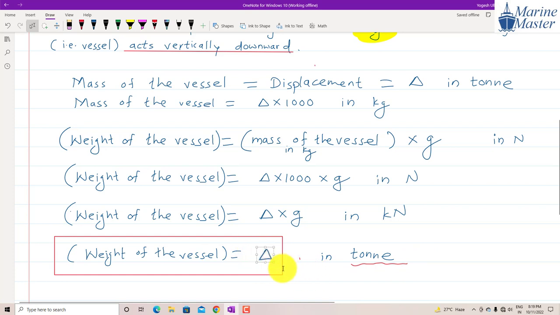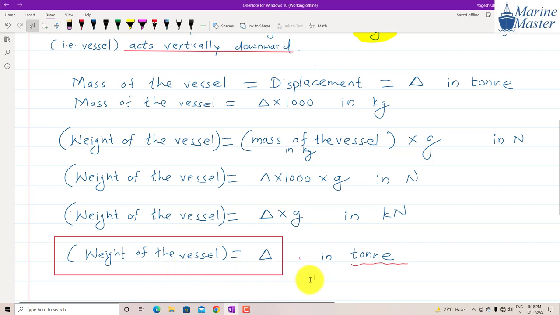First meaning: mass of the vessel. Second meaning: mass of water displaced. And the third meaning is weight of the vessel. And what is the meaning of weight? Weight means gravitational force acting on the object. So these are the simple things.